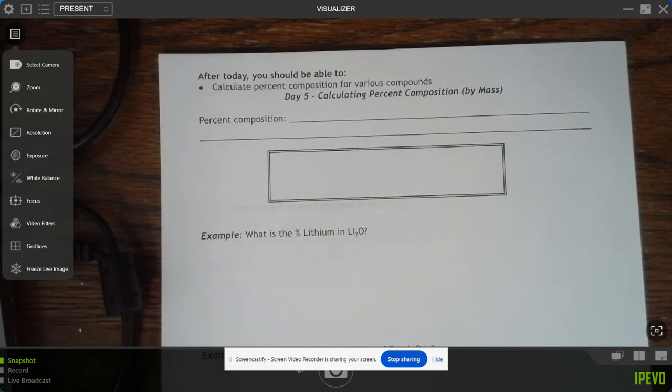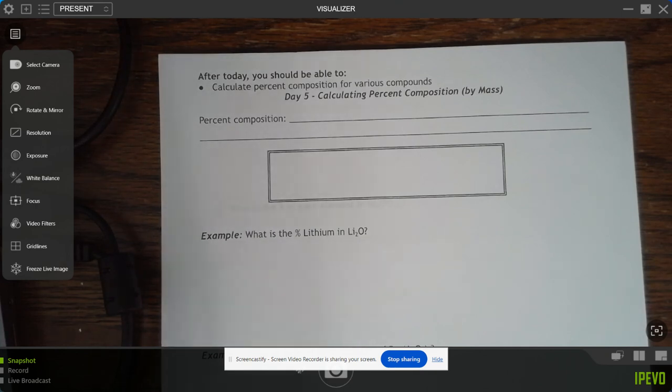It's just like you would calculate percent of anything. You know, what is your grade in class based on what was your grade on the test? How many did you get right divided by the total? So we can actually calculate the percent composition of a chemical compound based on its mass.